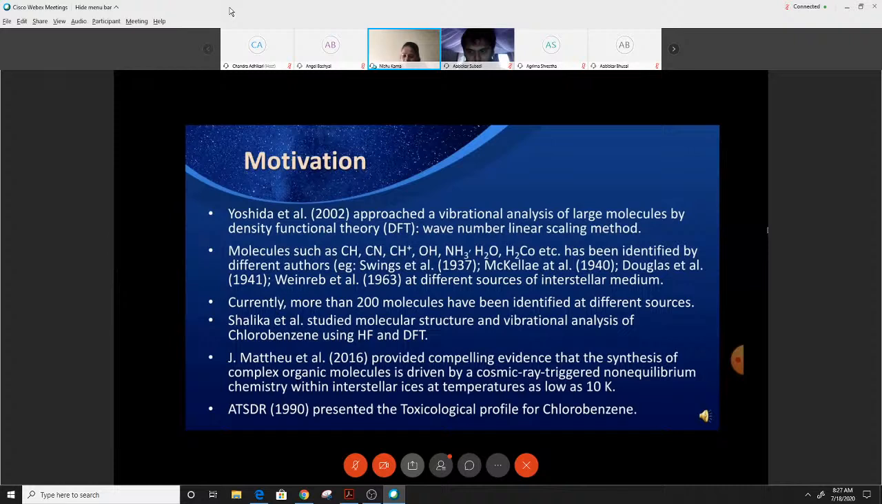Salika et al. studied molecular structure and vibrational analysis of chlorobenzene using HF and DFT. J. Matthew et al. 2016 provided compelling evidence that the synthesis of complex organic molecules is driven by cosmic ray triggered non-equilibrium chemistry within interstellar ices at temperatures as low as 10 Kelvin. ATSDR 1990 presented the toxicological profile for chlorobenzene.